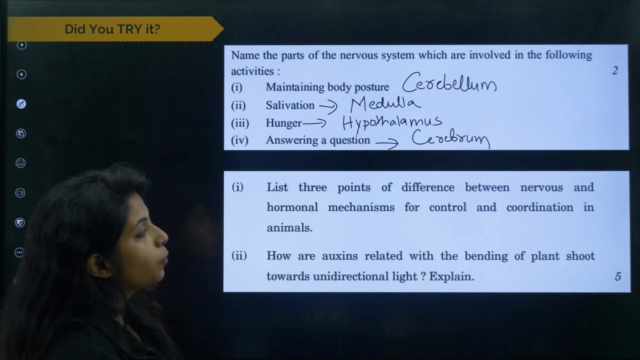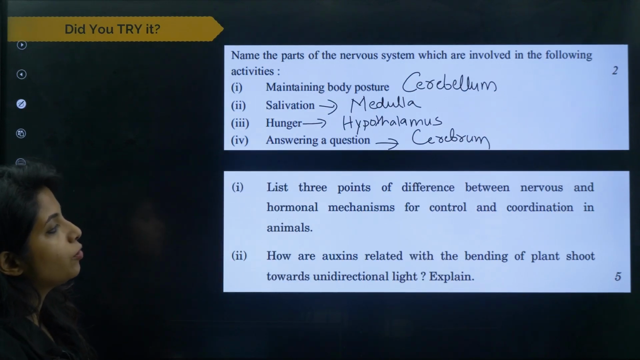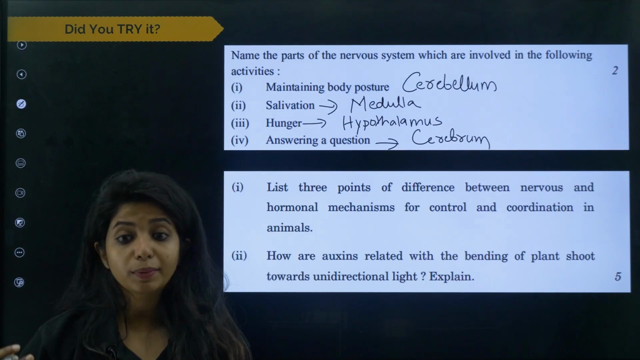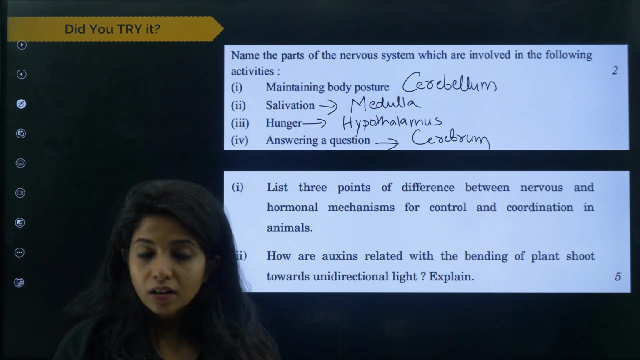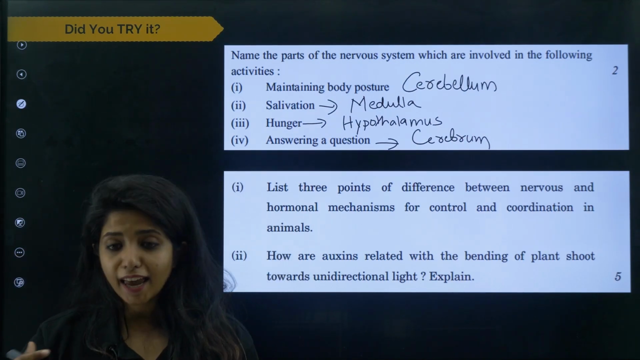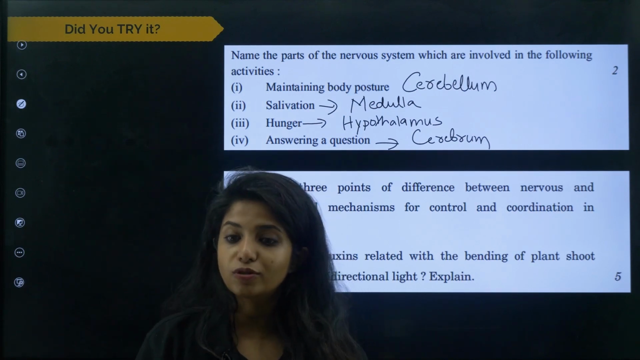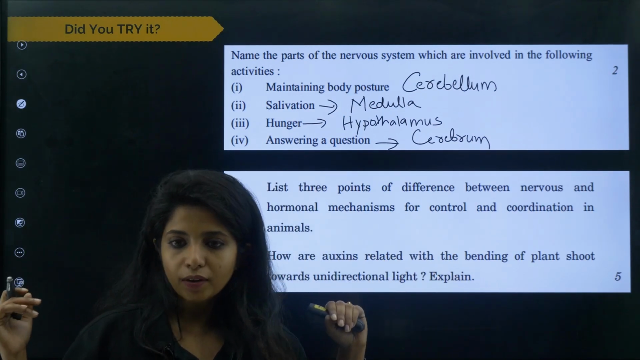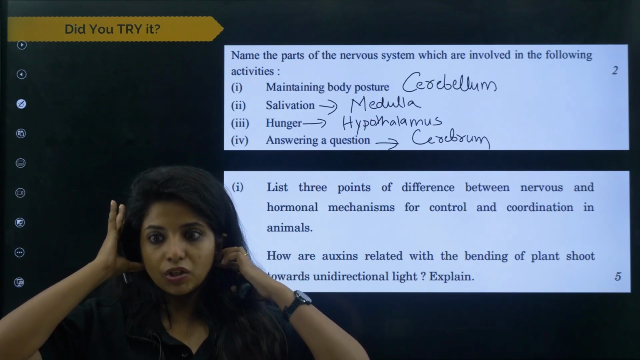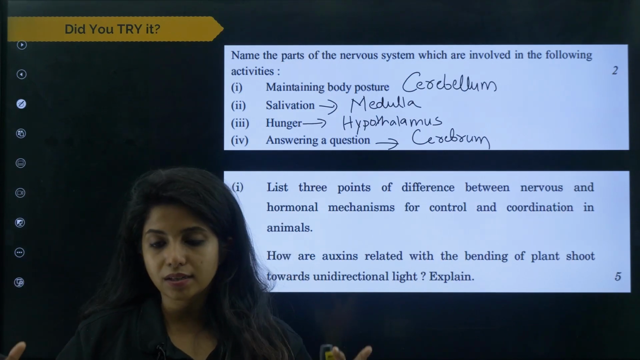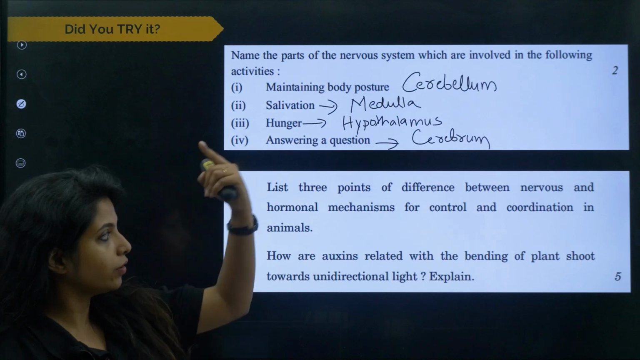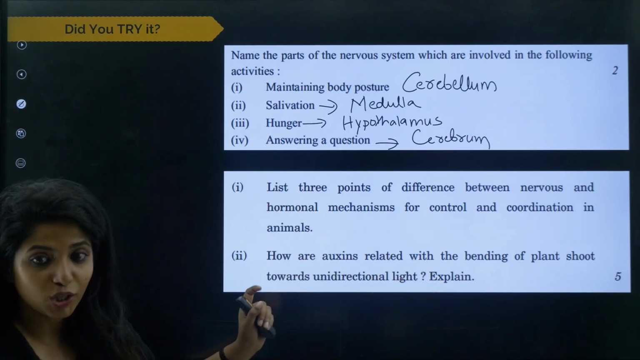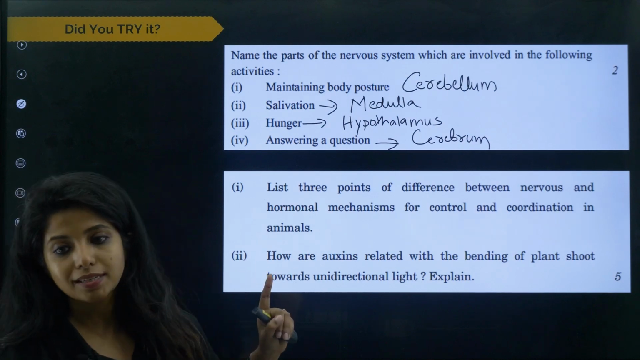List 3 points of differences between nervous and hormonal mechanisms. So, the nervous system obviously will be fast, whereas the hormonal system will be slow. In the nervous system basically you are taking the help of what? Chemicals, whereas hormones are basically chemicals itself. They are responsible for coordination. So you can list down all these points in your answers. I'm just telling you because obviously we have to cover the other part, so over here I won't be able to explain everything to you. I hope you checked your answers somewhere.